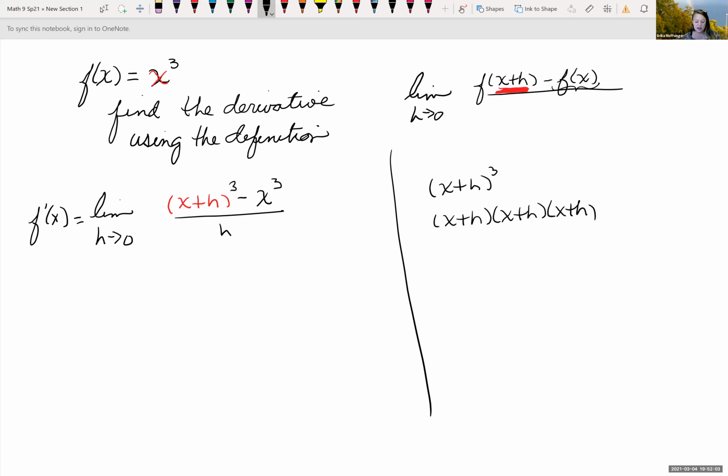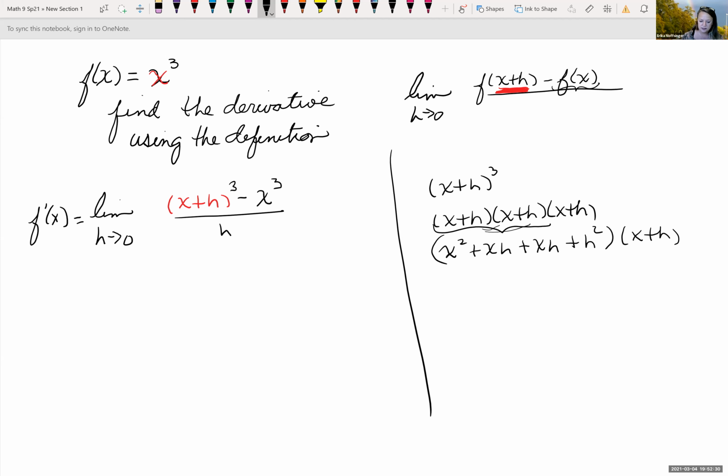So let's first distribute out x plus h times x plus h. As we do that, x times x is x squared, x times h, so this plus an xh. Now let's distribute this h. So we have h times x, so that's plus, I'm going to write it as xh. H times h, so plus h squared. We have this whole parentheses times, we still have this x plus h here.